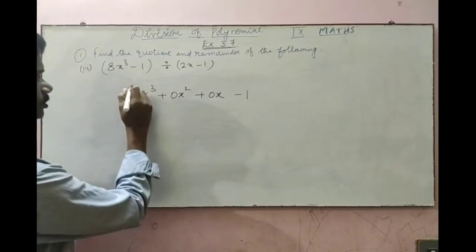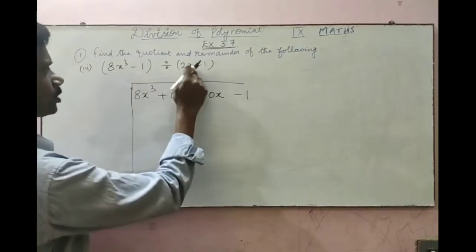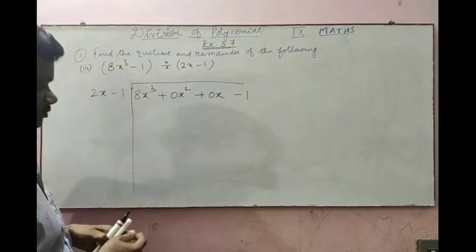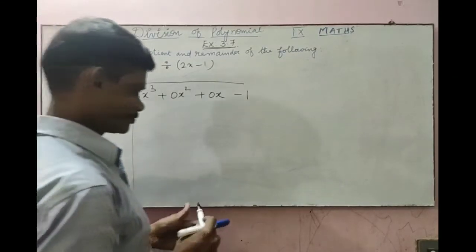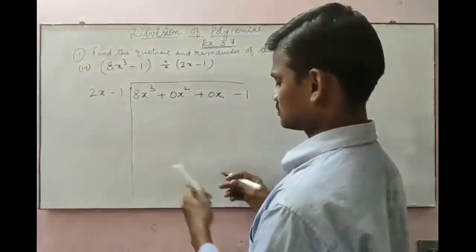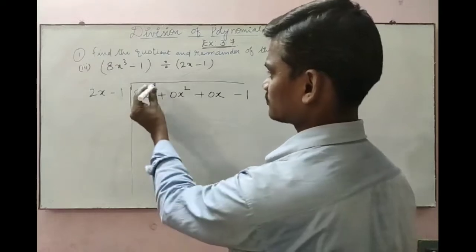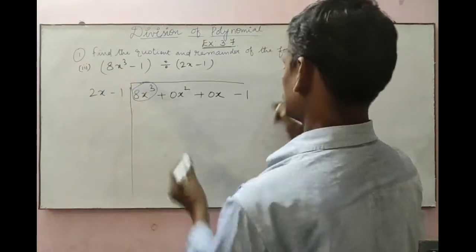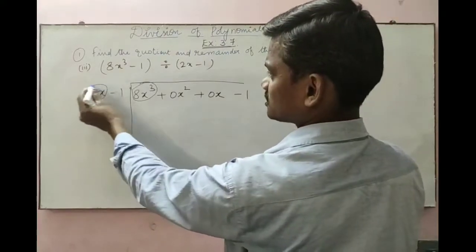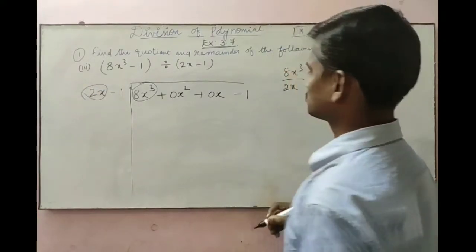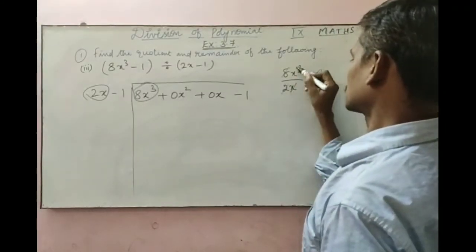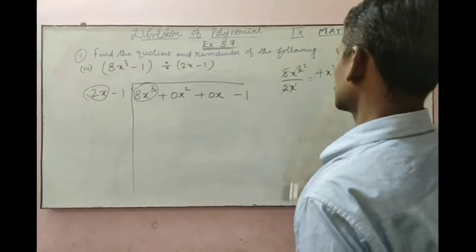Now I am going to divide this with this polynomial, 2x minus 1. So what is the first step? First we have to take the first term of this. What is the first term? 8x cube. 8x cube divided by the first term of the divisor, 2x. If I divide this, I will get 4. 1x gets cancelled. I will get x square.